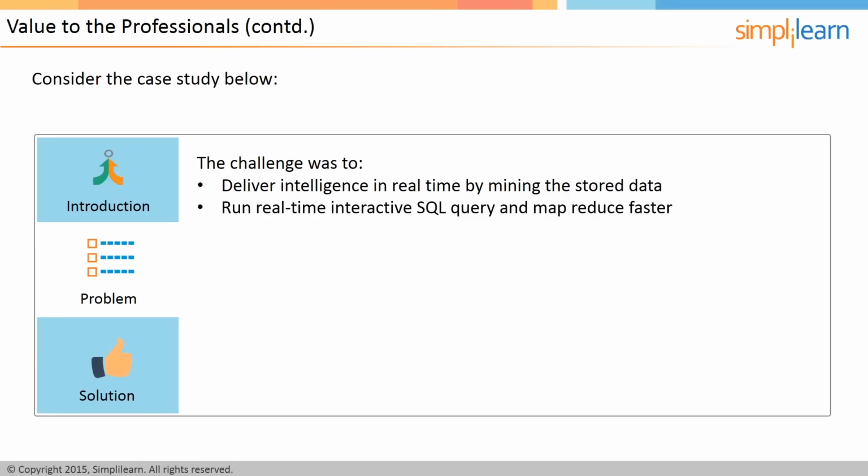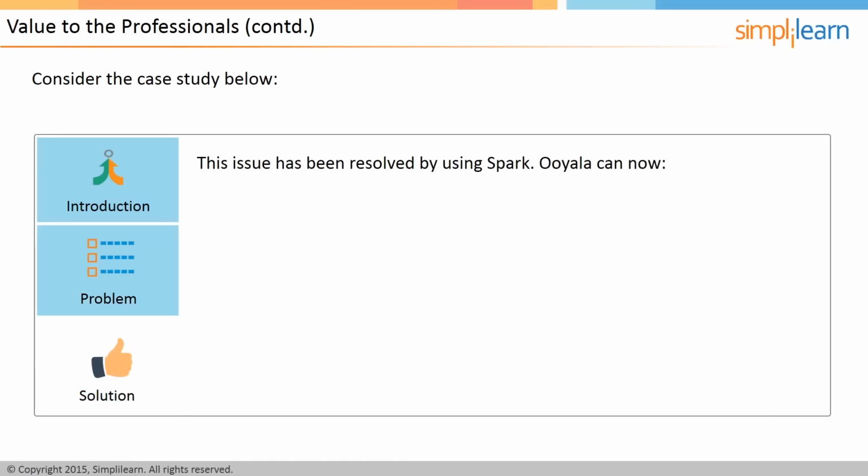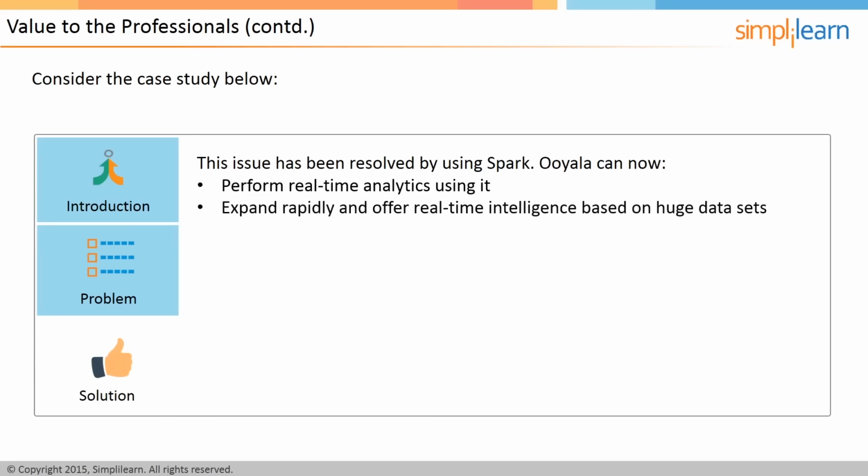This issue has been resolved by using Spark. Ooyala can now perform real-time analytics using it. It has made Ooyala a leading organization of big data technology. The organization now has the power to expand rapidly and offer real-time intelligence that is based on huge datasets.